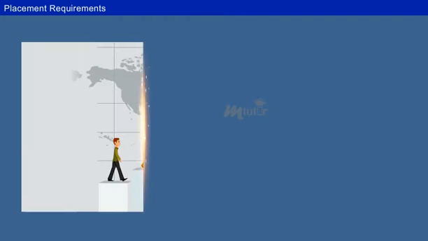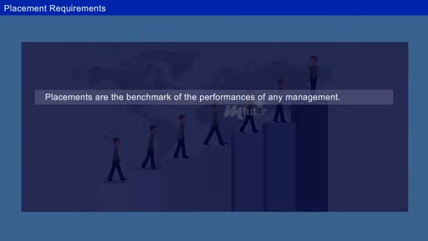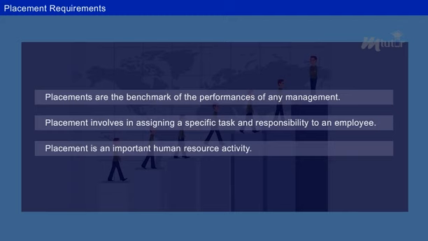The goal of training and placement is to provide employment opportunities to the students. Placements are the benchmark for the performances of any institution, and it depicts the growth and success of it. Placement involves assigning a specific task and responsibility to an employee. Placement is an important human resource activity.